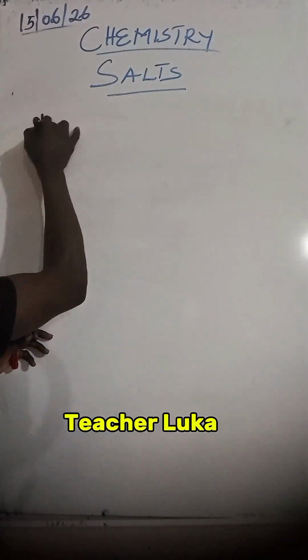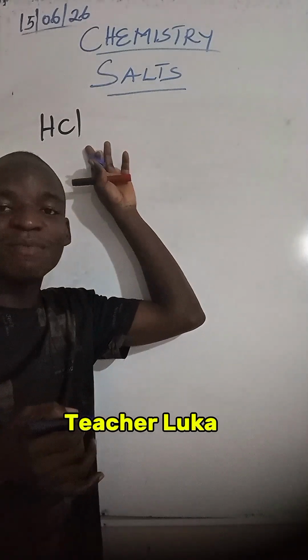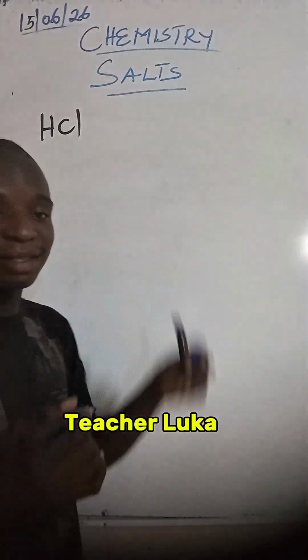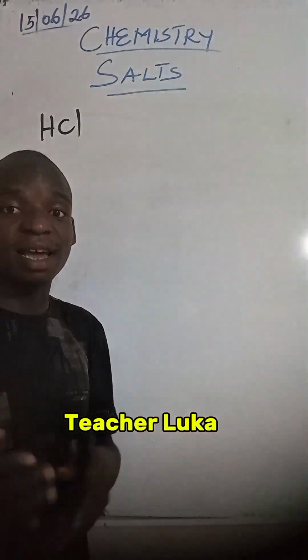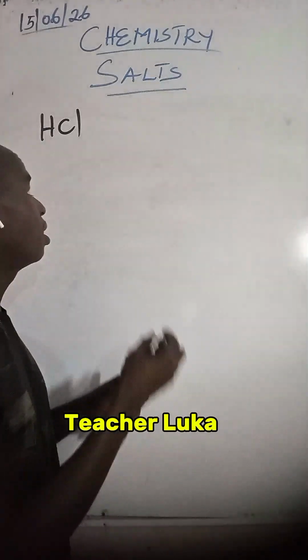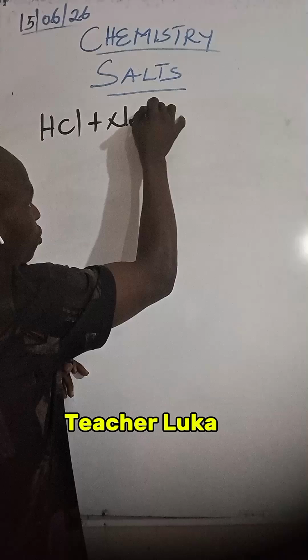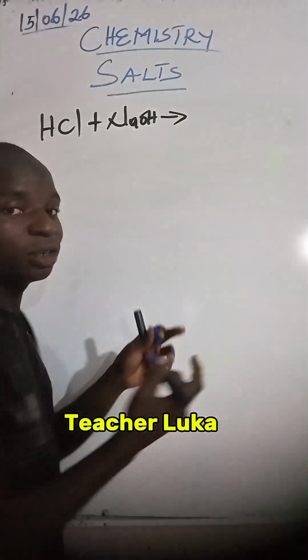Now consider this very mineral acid, HCl, okay? HCl is simply hydrochloric acid. Are you with me? It is a mineral acid, and in case you are confused about what mineral acids are, you could check my previous video on acids. Are you following? Now, let's continue. HCl is reacting with sodium hydroxide, okay? And of course, the products are simply salt and water.